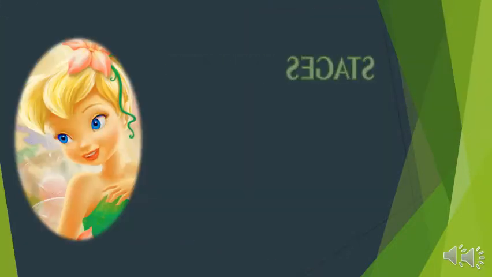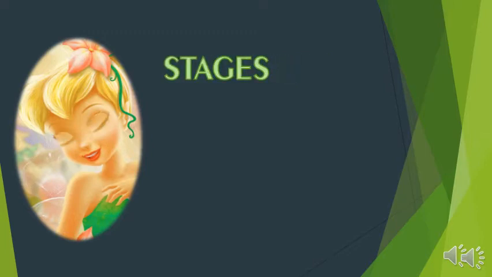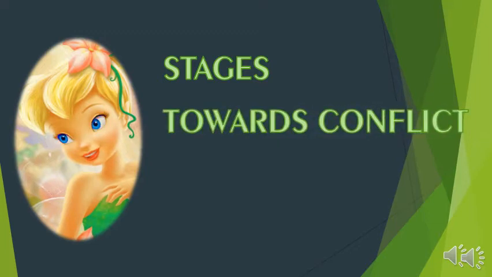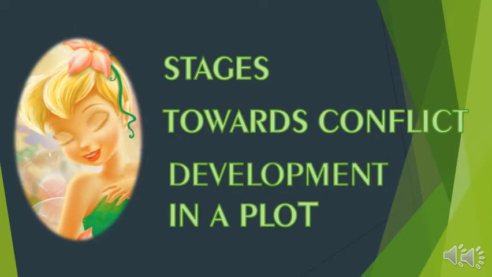Conflict is critical to plot development. It's where the characters move forward to the plot of the story. So, we must learn how it moves through the following stages. What are these stages? That's what we're going to talk about today.